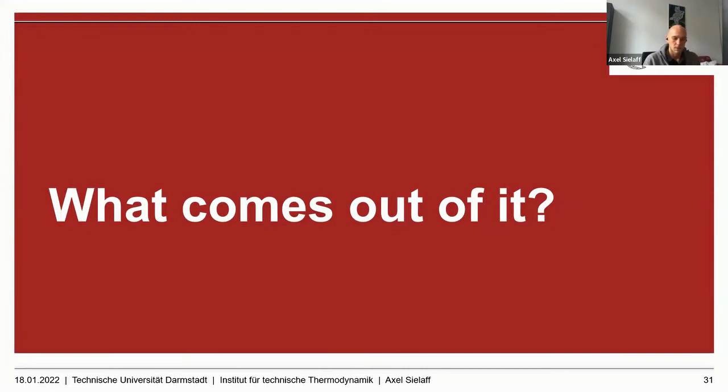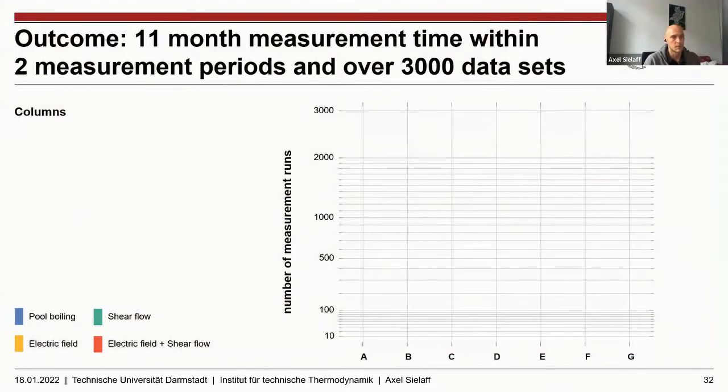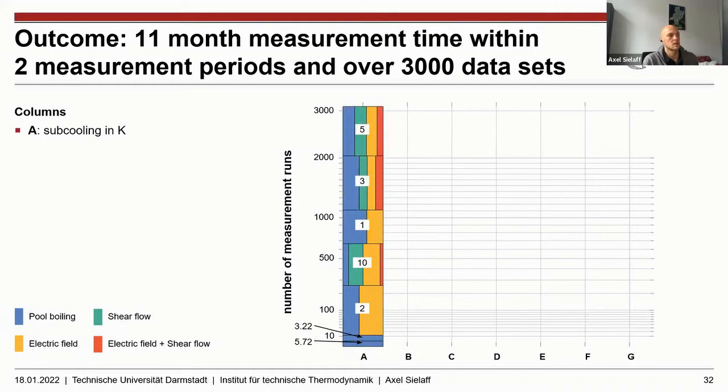So what comes out of it? I've also mentioned that we performed over 3,000 data sets on the International Space Station. We had the two external forces, shear flow and electric field. Combining those, we have 4 major experimental combinations, and we changed the major parameter of subcooling. Here you can see the number of experiments we performed with the given values of this parameter.